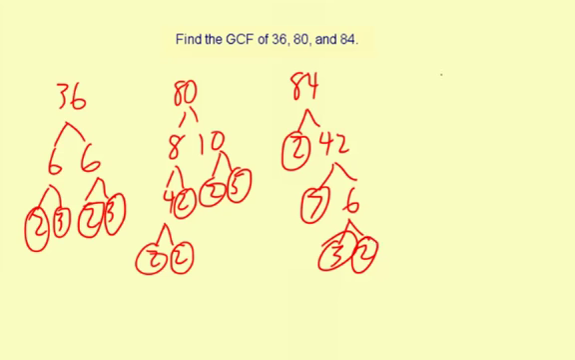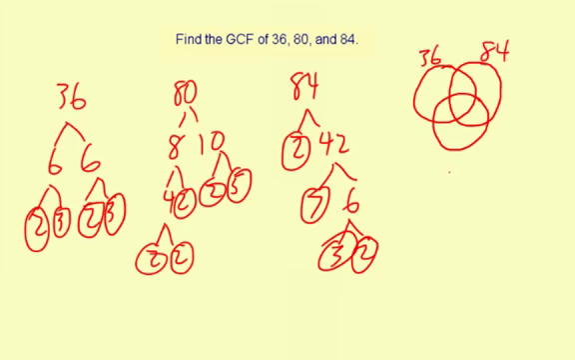Now we're going to have to make a Venn diagram with 3 circles. And this will be 36, this will be 84, and this will be 80. Let's look at 36. Are there any factors that 36 has that is unique just to 36? We have 2 and 3. And for 80, there's 2 and 5. And for 84, there's 2, 3, and 7. So there's nothing unique to just 36. Everything's going to be shared in one way or another, it looks like.